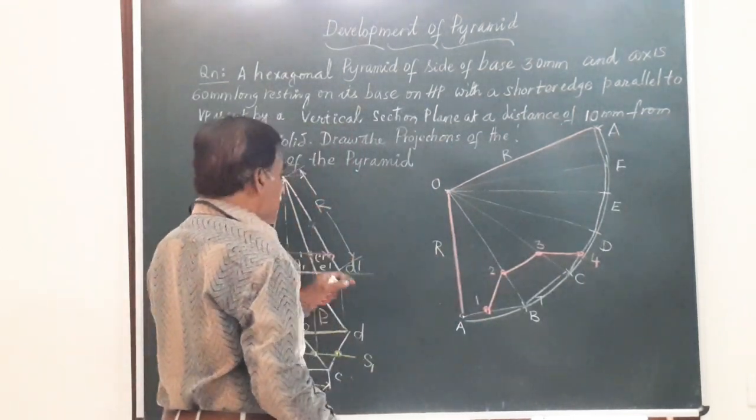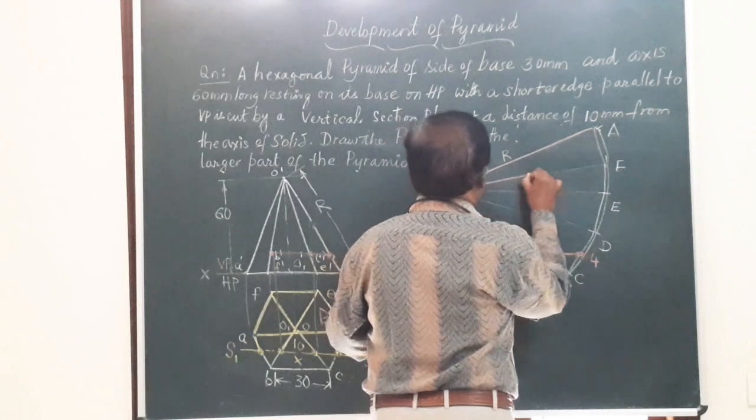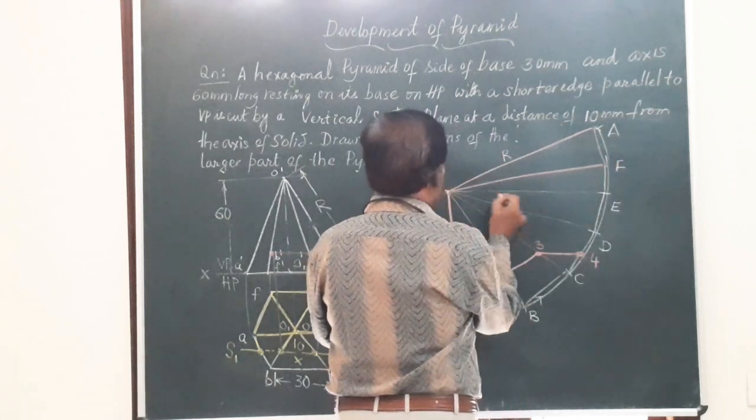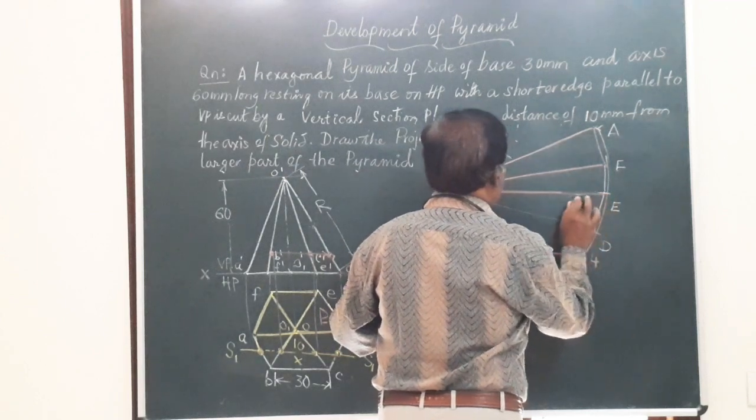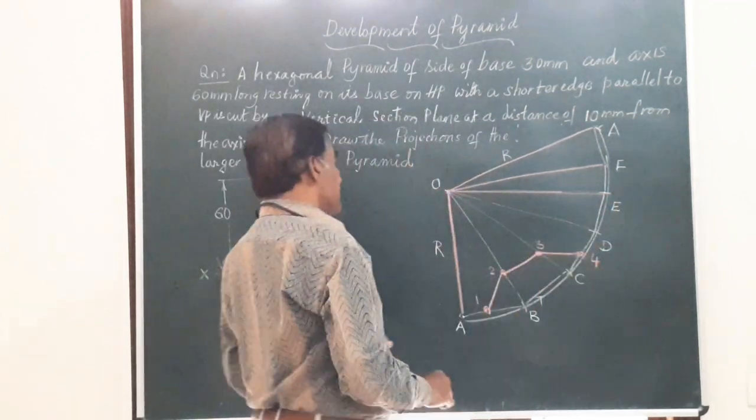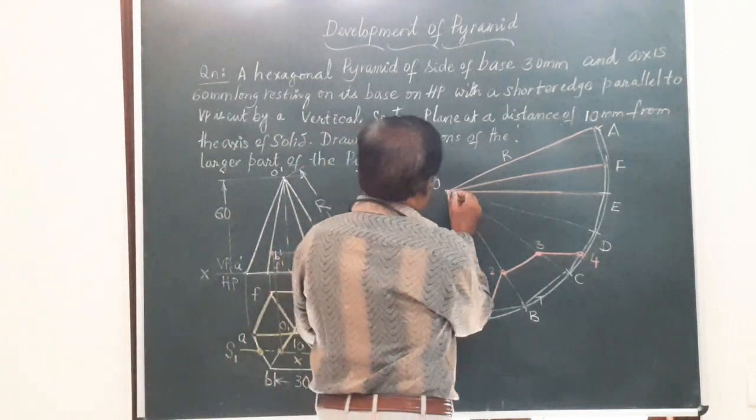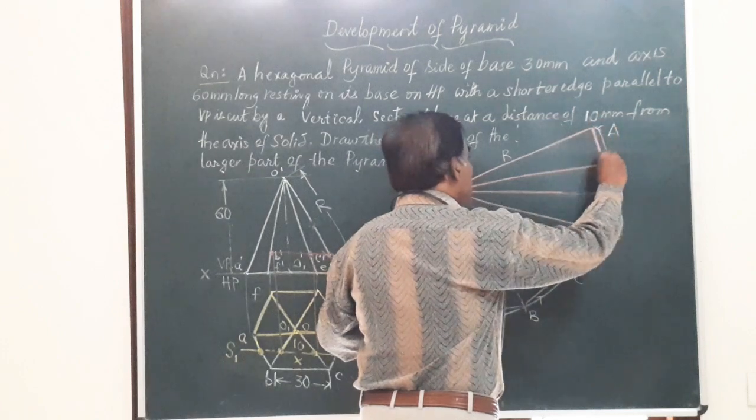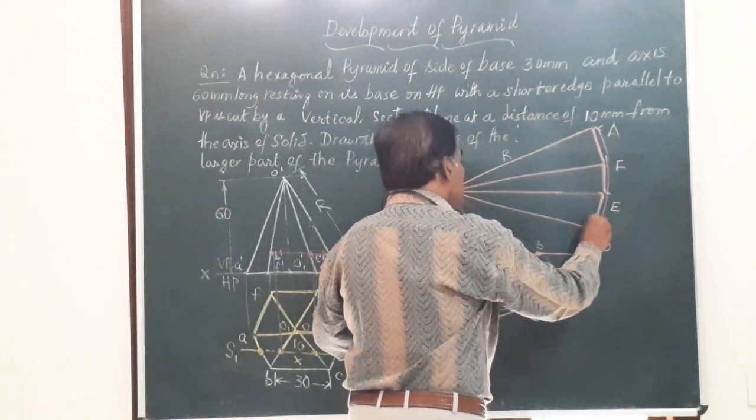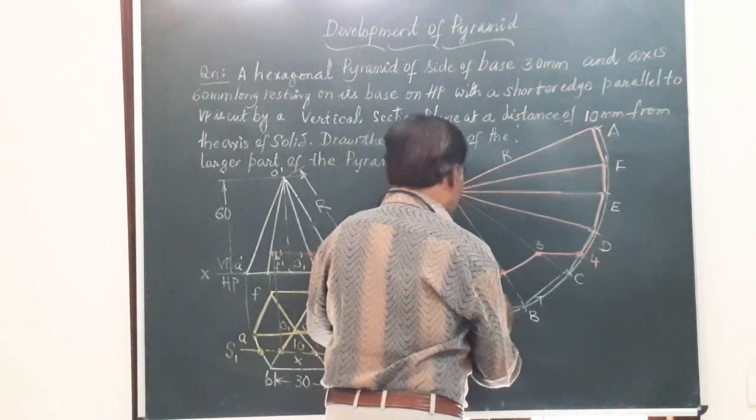Then OF and OE also retained. OF is here. OE is retained. OE is here. OF, OE both are there. Then OD is also retained in the development. All these are retained. So all the triangular faces are visible here. This portion is available and this is available.